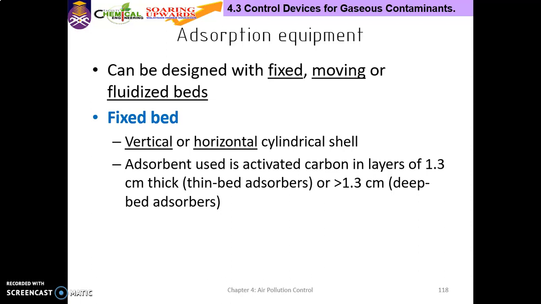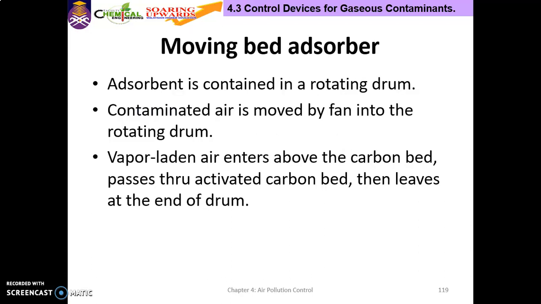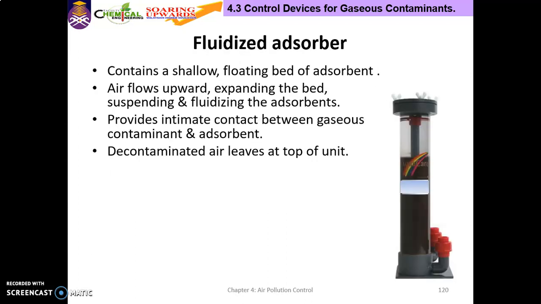It can be designed with a fixed, moving, or fluidized bed. Okay, we have a fixed bed where activated carbon is used. Moving bed, okay, so the adsorbent is contained in a rotating drum. And then we can also use a fluidized adsorber. Okay, as you can see in the lab.